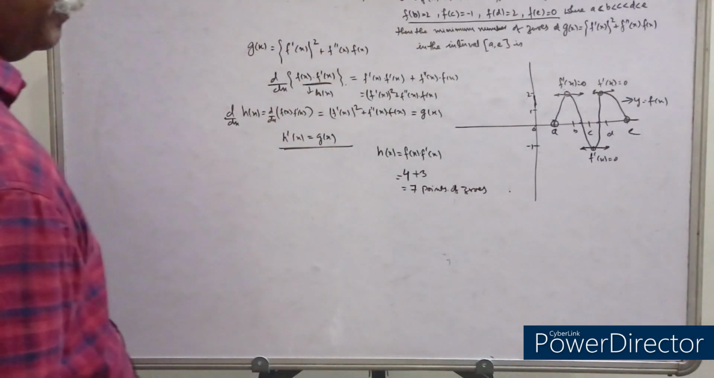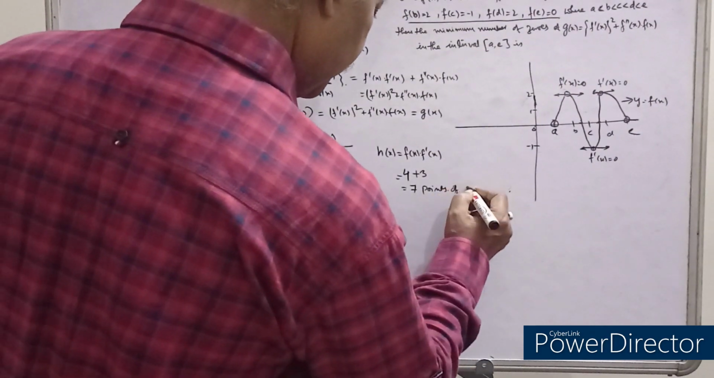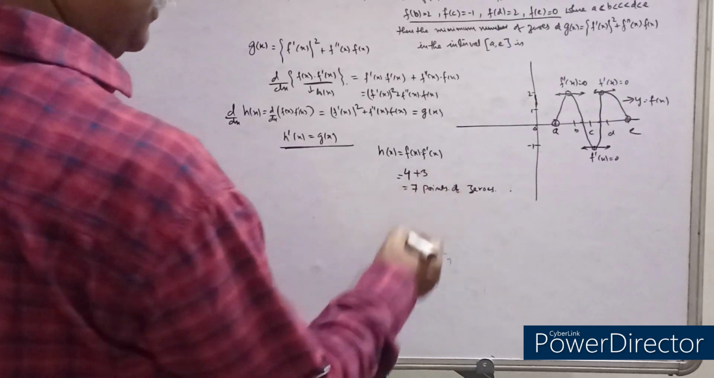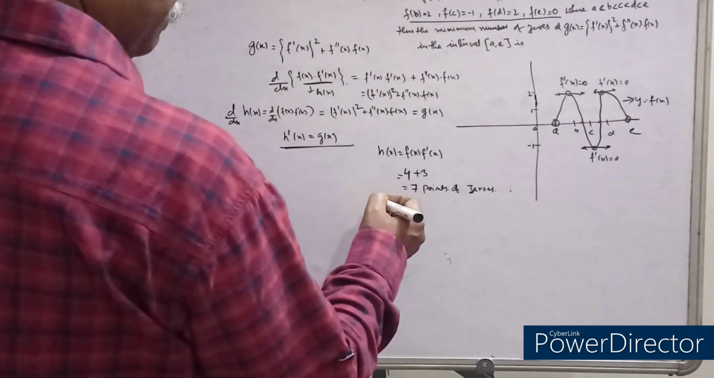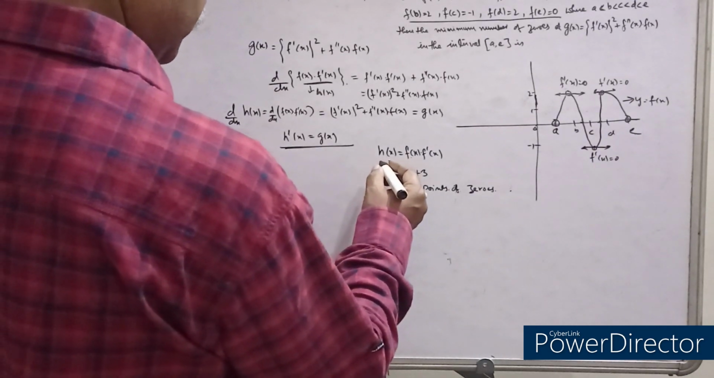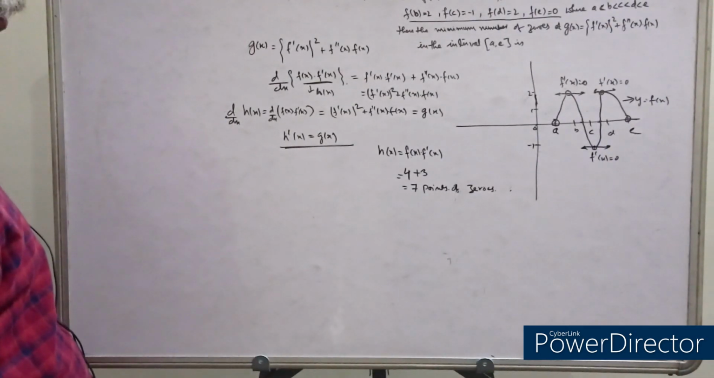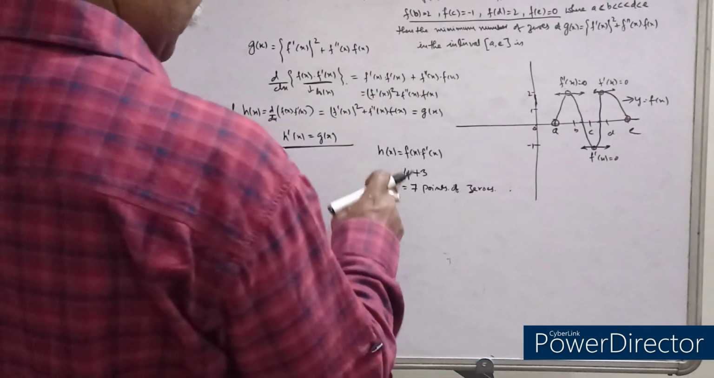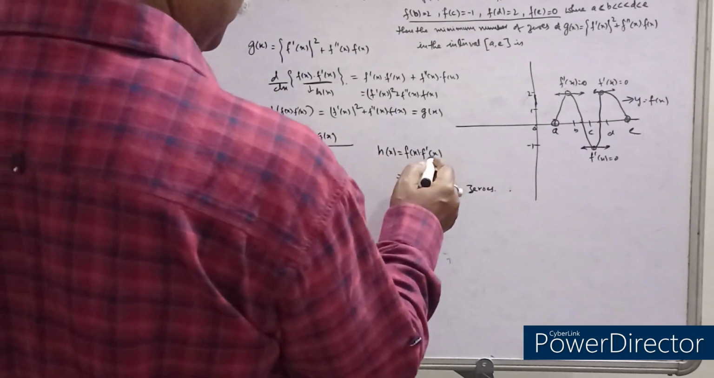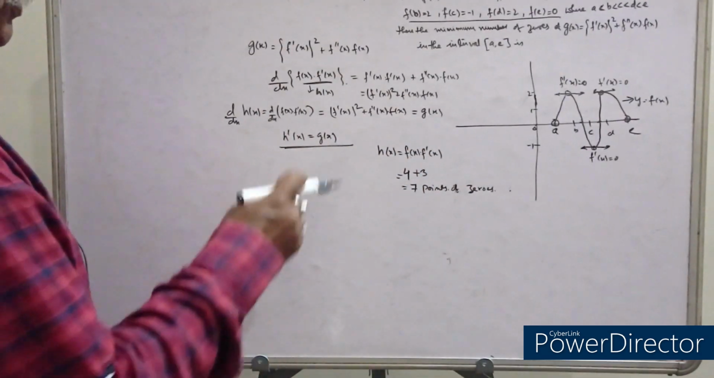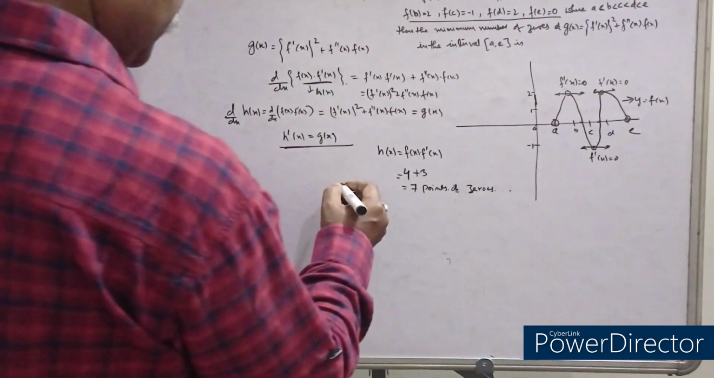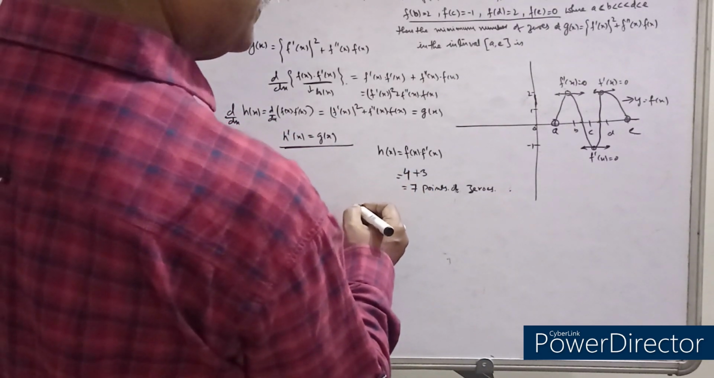So what we conclude here: if f(x) has 4 points of zeros, then f'(x) has 3 points of zeros. So now this is h(x). If f(x) has 4 points of zeros, then f'(x) has 3 points of zeros. So now we have to find the number of zeros.